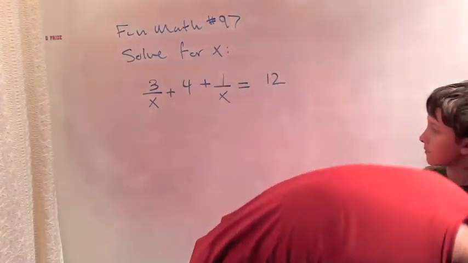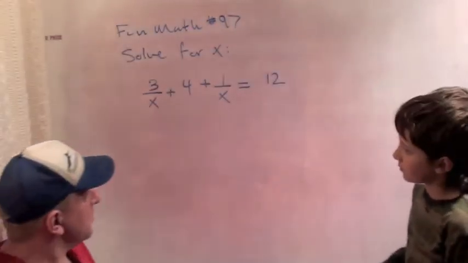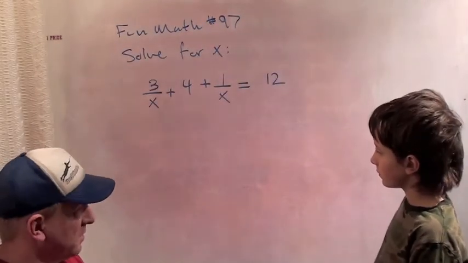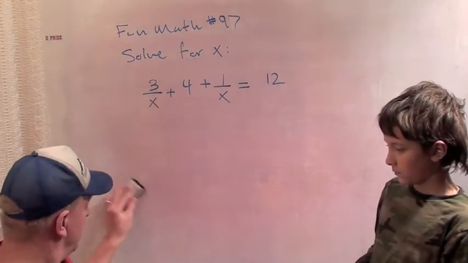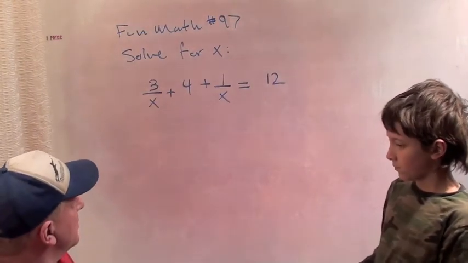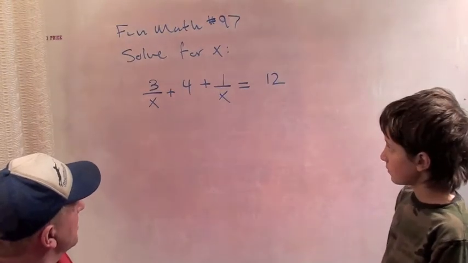FunMath97. This is actually a neat little chapter in Art of Problem Solving's algebra book, in the chapter on linear equations, section 3.4, where we look at some things that are not linear equations to begin with, but we can turn them into linear equations.